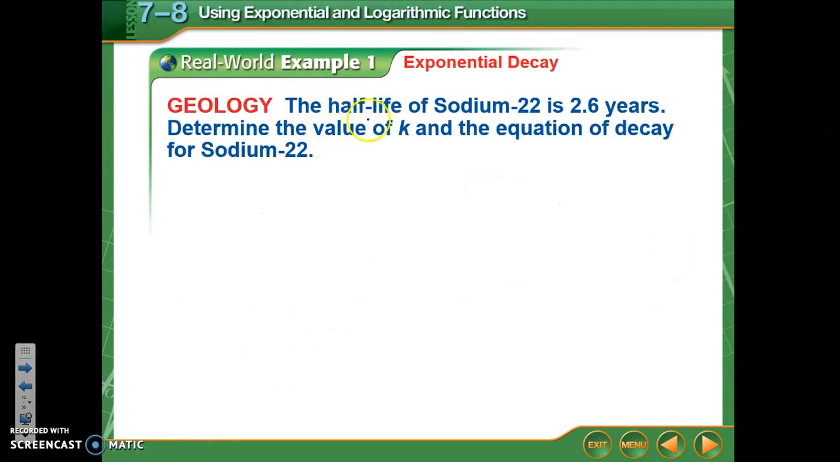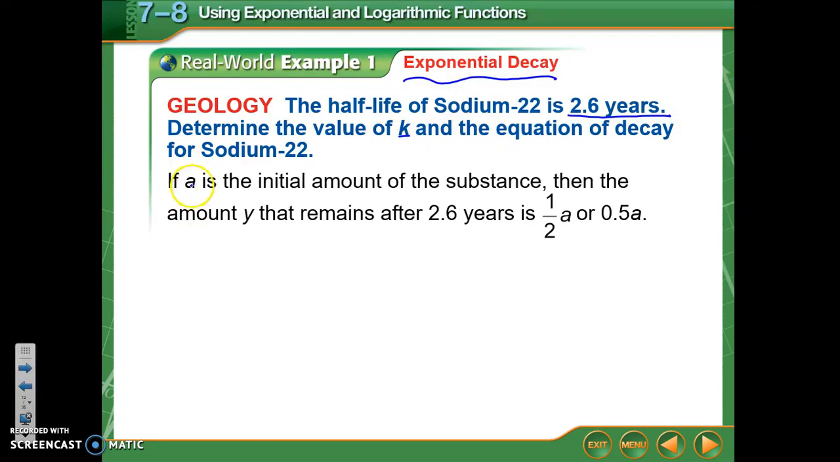So let's take a look at an example of exponential decay, and this is going to be continuous exponential decay. We're going to be talking about geology. So the half-life of sodium-22 is 2.6 years. Remember that half-life means how long it takes the amount that I have to cut itself in half. So it takes 2.6 years for sodium-22 to cut in half. Determine the value of k and the equation of decay for sodium-22.